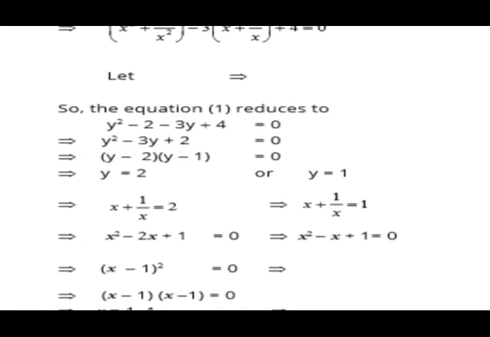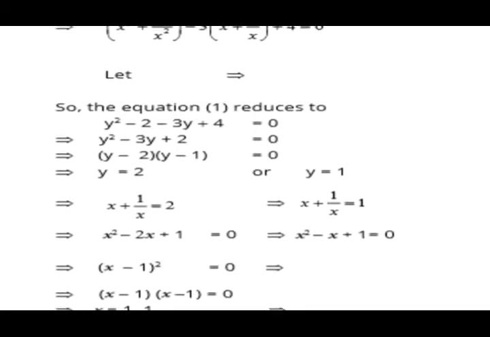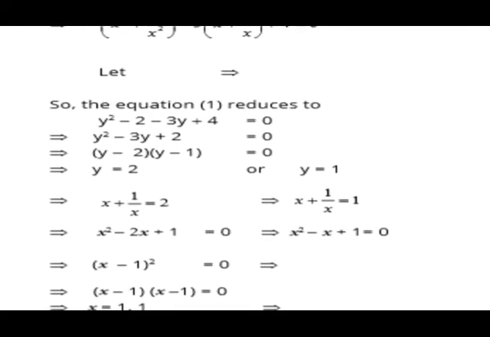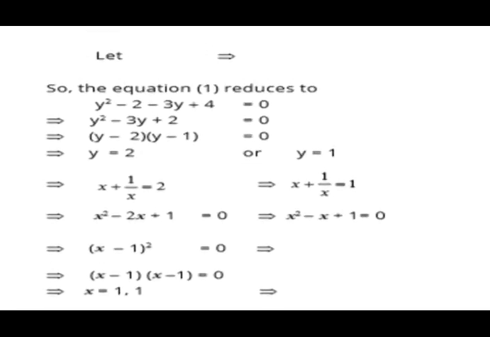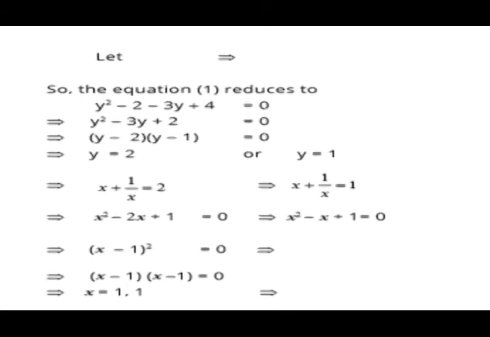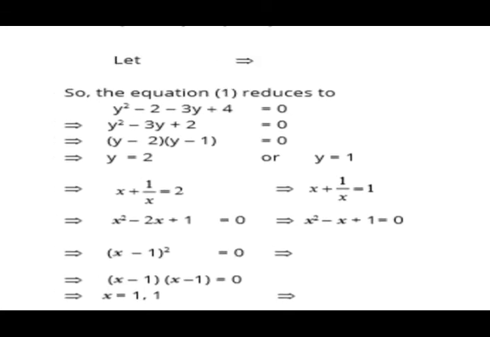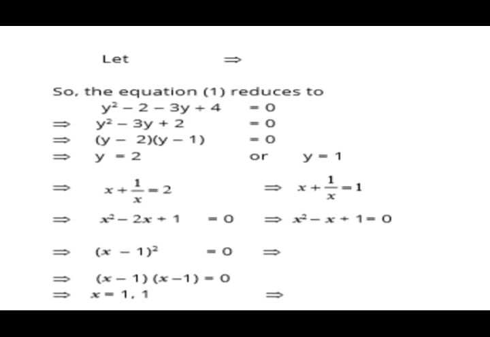Again, in the denominator is x, so we multiply by x, and the first equation becomes a whole square, and the second equation here is x square minus x plus 1. Now we apply the quadratic formula on the second form.